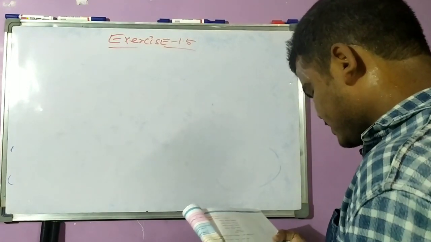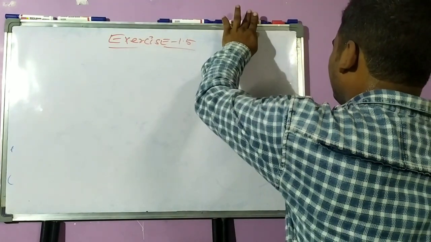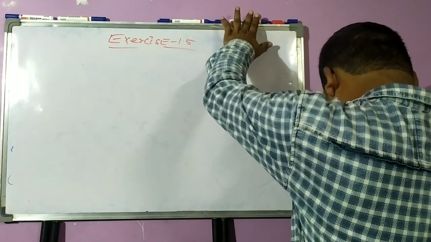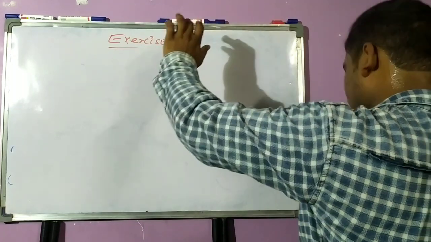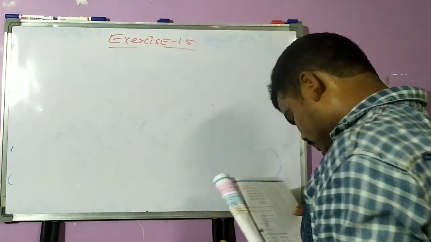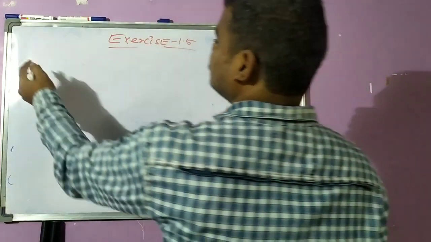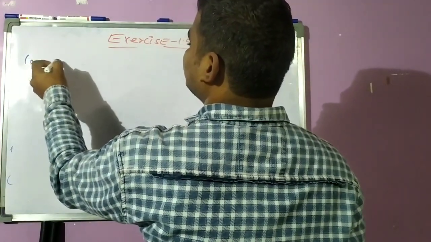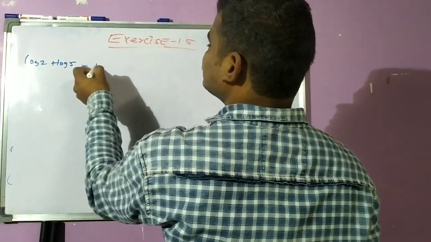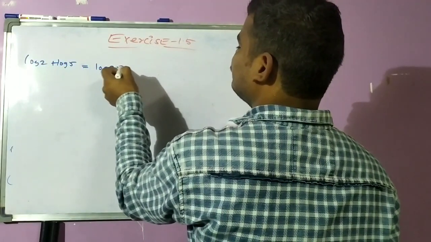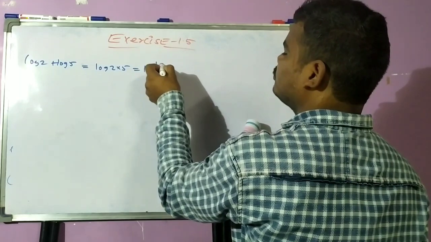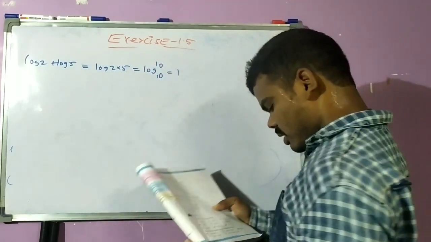Write the following expressions as log n and find their values. Logarithm of 2 plus logarithm of 5 is equal to logarithm of 2 into 5, logarithm of 10 to base 10, which value is 1.